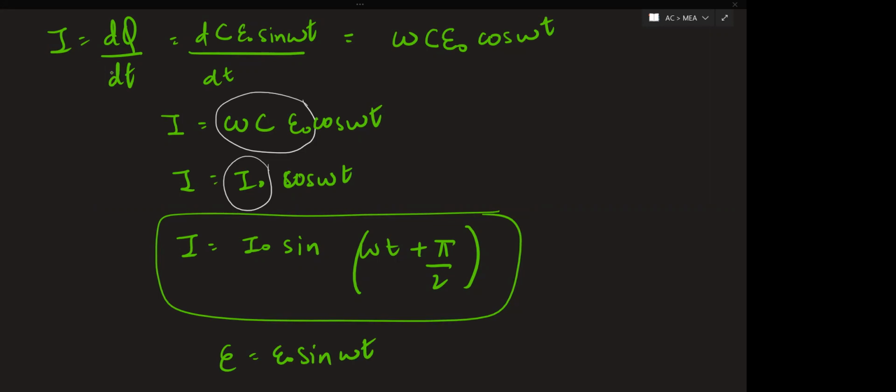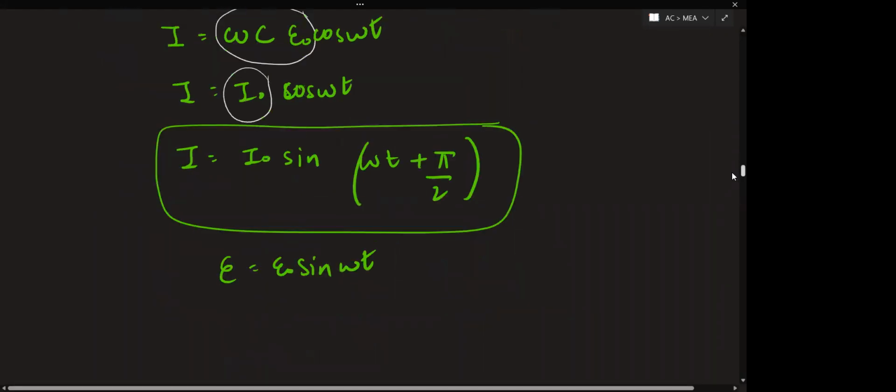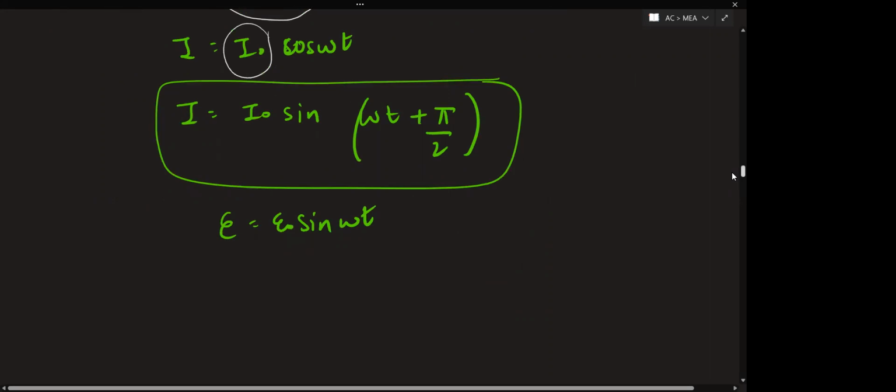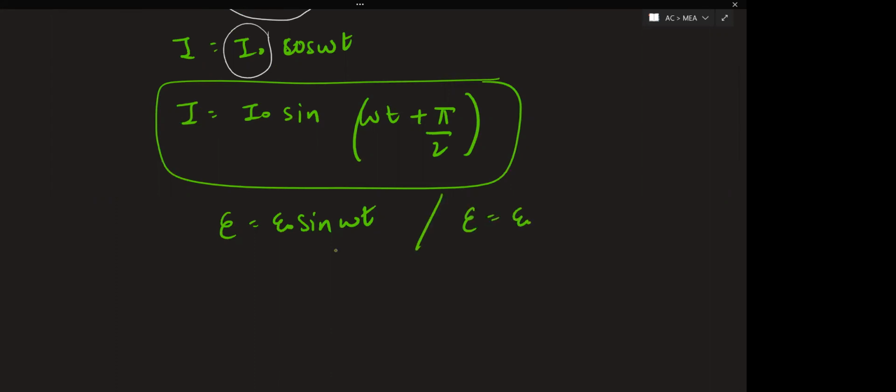Current is leading voltage by pi by 2. Pi by 2. Perfect. Current is leading voltage this time by 90 degrees. Earlier, in case of inductor, current lagged behind the EMF by 90 degrees. Or you can write this equation as E is equal to E naught sine omega t minus pi by 2 to show that EMF is lagging by 90 degrees.